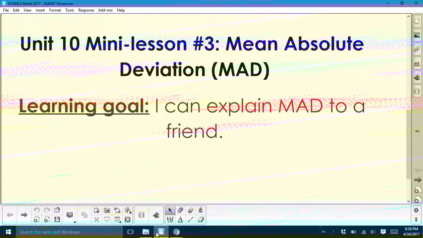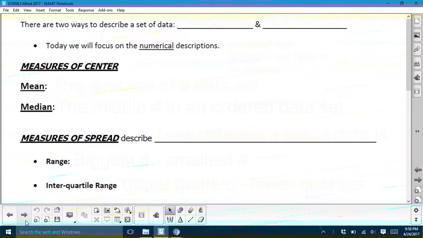I'm not going to lie to you. It's pretty outstanding mathematics that's about to happen to you today. You should be able to explain MAD to a friend by the end of the day today. Okay, we're going to go ahead and get started with the notes.